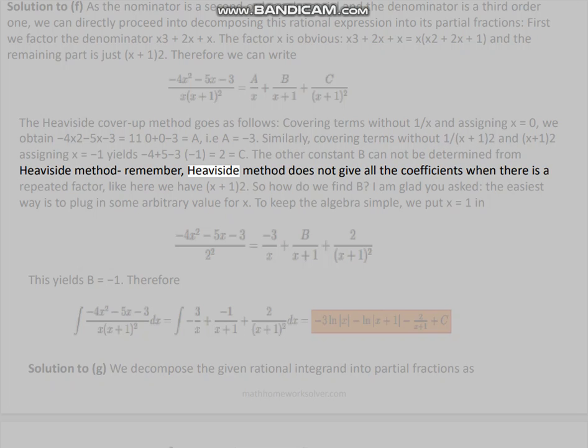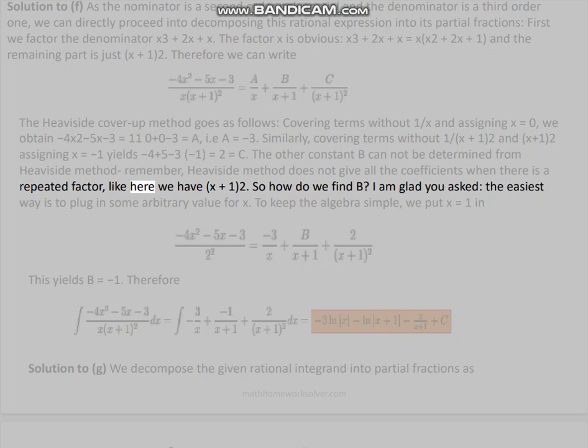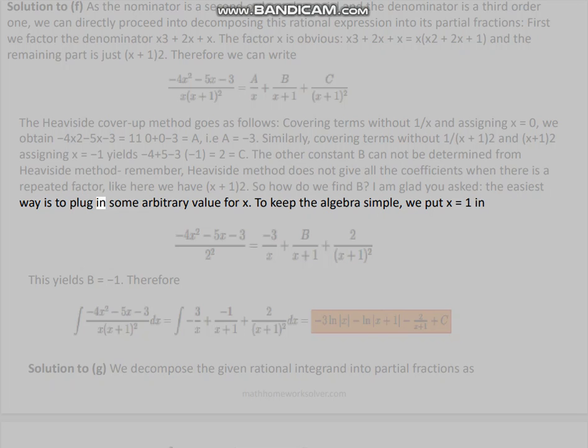Remember, the Heaviside method does not give all the coefficients when there is a repeated factor, like here we have (x+1)². So how do we find b? I am glad you asked. The easiest way is to plug in some arbitrary value for x. To keep the algebra simple, we put x equals 1 in. This yields b equals -1.